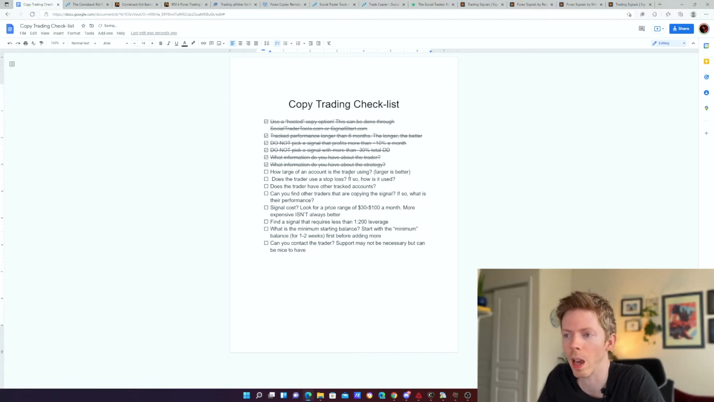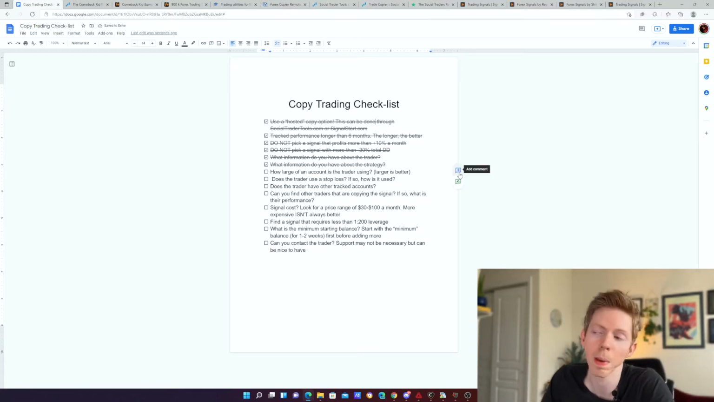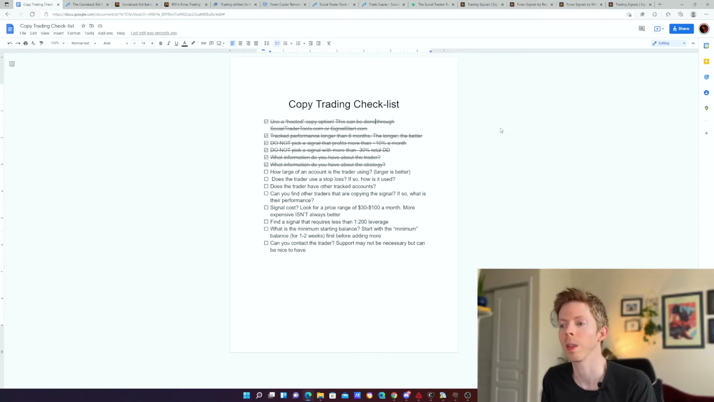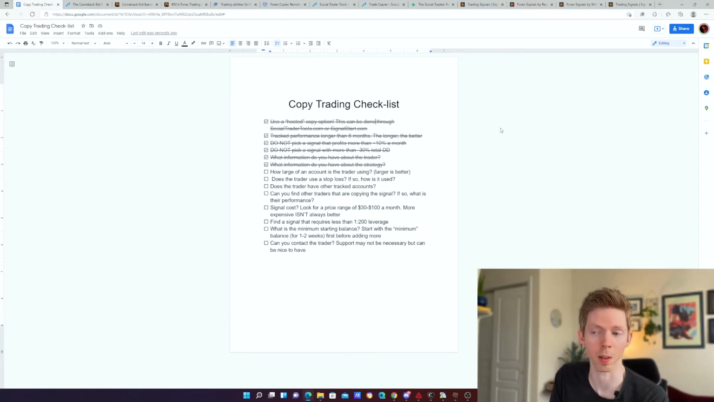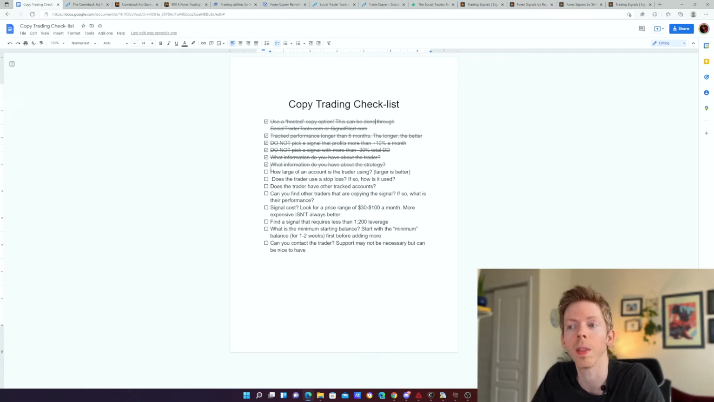How large of an account is the trader using? Larger is better. So if the trader you're trying to look into copy services from is using only $1,000 or $2,000 or maybe even $5,000, that's not enough skin in the game for me, in my opinion at least. And it shouldn't be for you as well, because that means that they can just lose that money and be okay, especially if you're copy trading from a $50,000 or $100,000 account and they're only using 5. That means that they just don't care too much about that account. So the larger the copy account that you're trading from, the better.